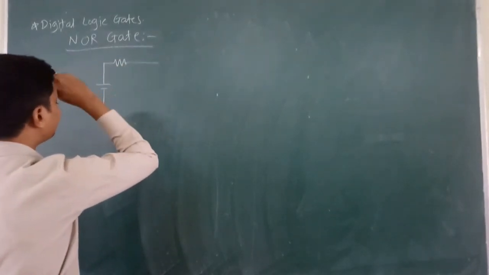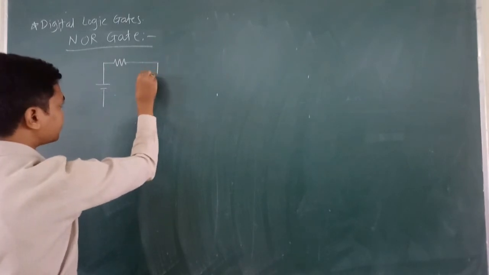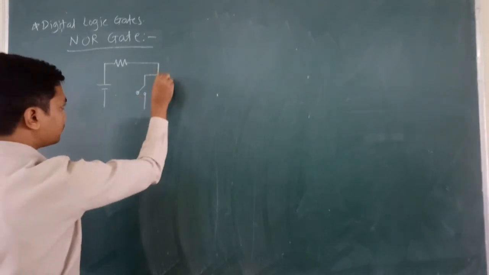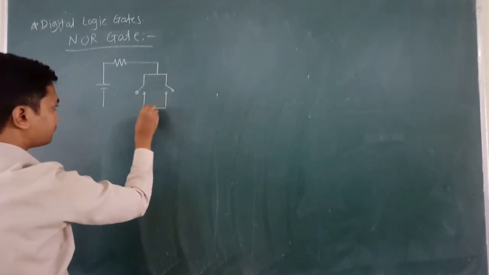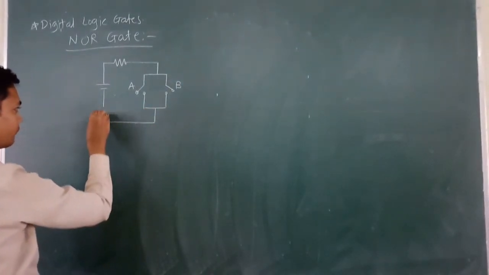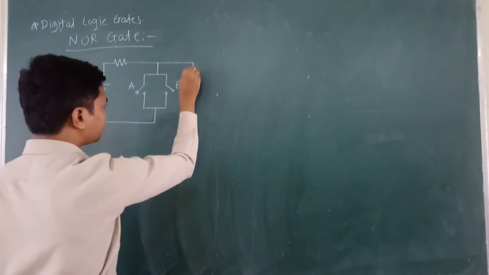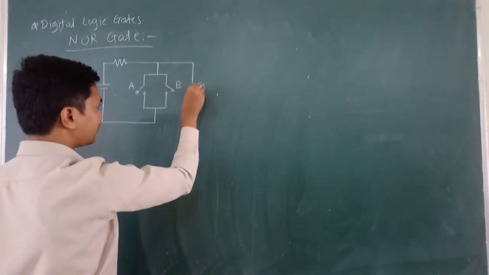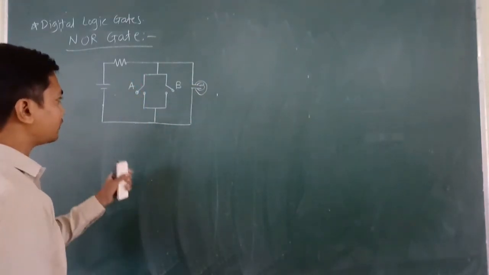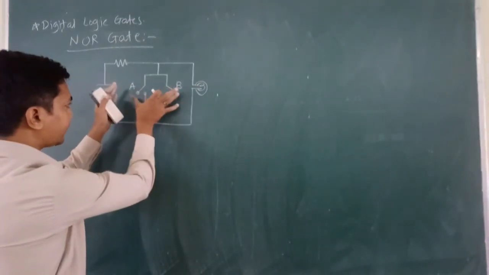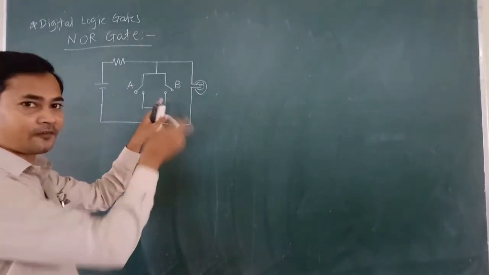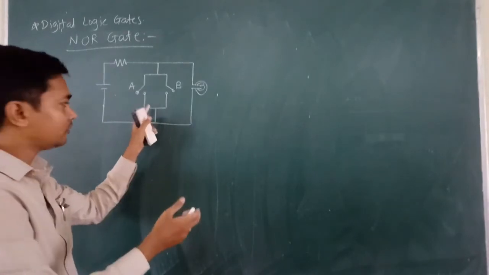we have two inputs, so I can draw the circuit diagram like this. These two switches are in parallel, A and B, right? But the bulb should be drawn across, or in parallel with, this switch combination. So this is the OR gate, and this OR gate is coming in parallel with the bulb, that means it is NOT of OR gate.